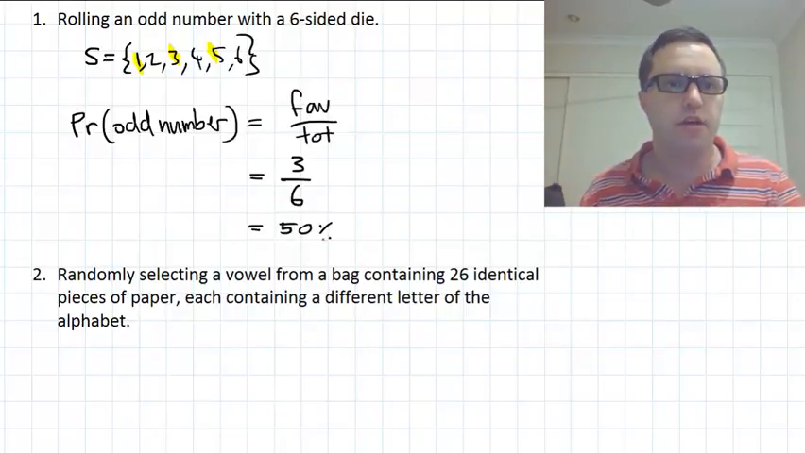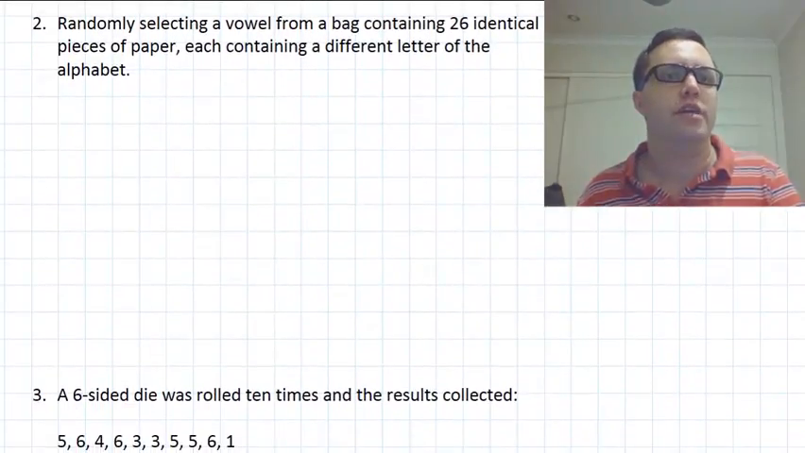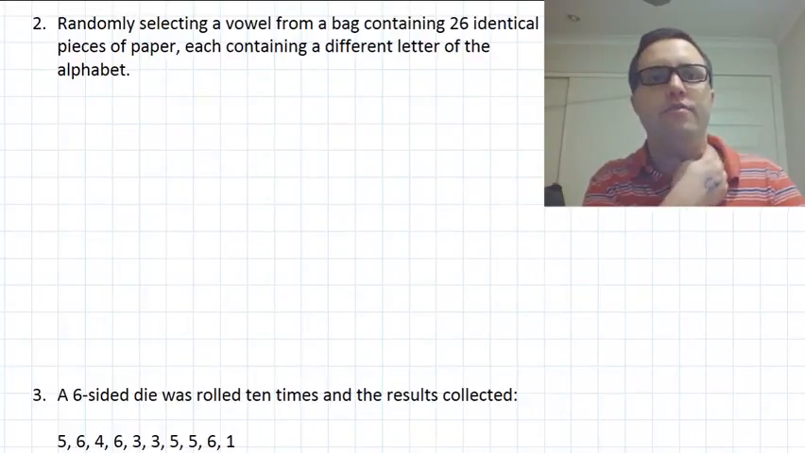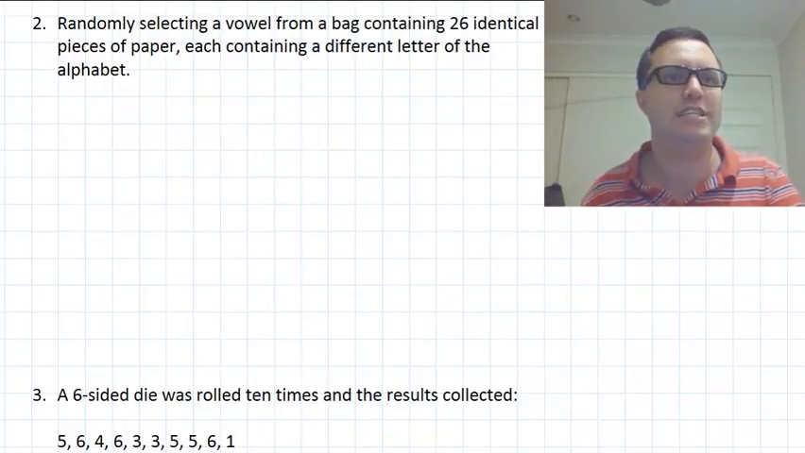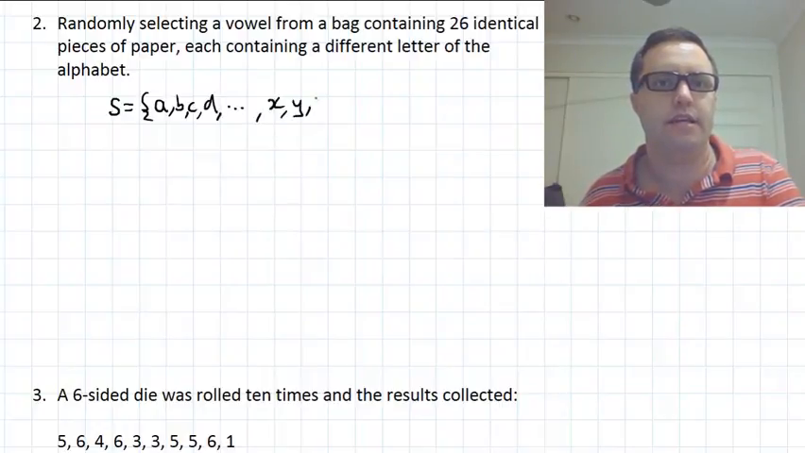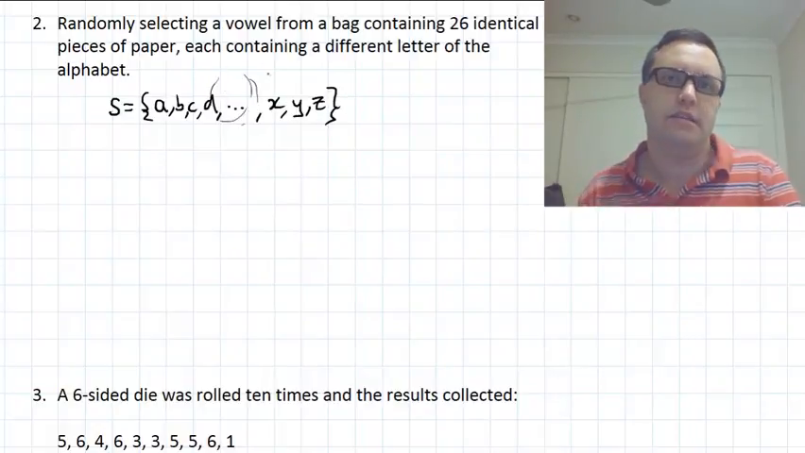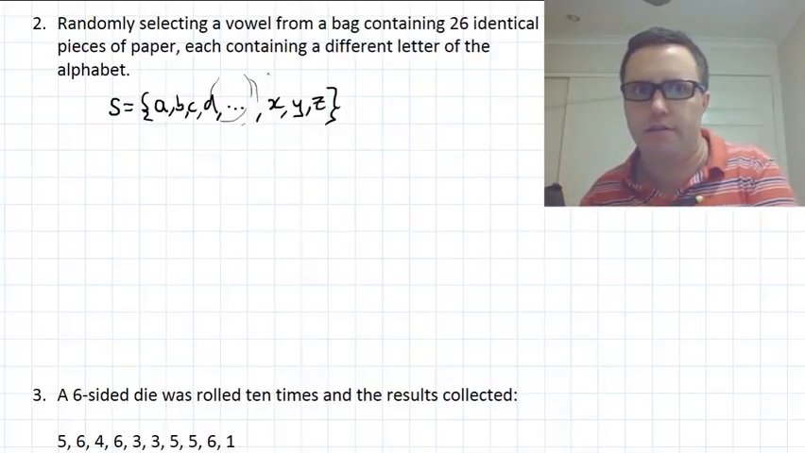Okay, right, so here's another one. These are both theoretical probabilities. So here's another one: randomly selecting a vowel from a bag containing 26 identical pieces of paper, each containing a different letter of the alphabet. So first thing we're going to do is write out our sample space. A, B, C, D, all the way through to X, Y, Z. Okay, there's our sample space. This little dot dot dot is a sneaky way of saying in the same way, keep going.